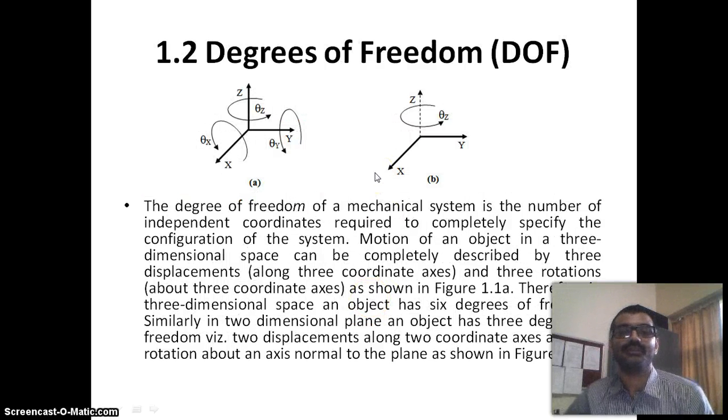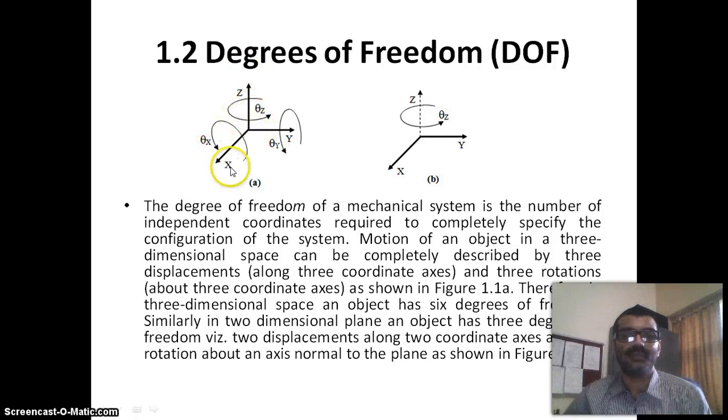So first of all, we must know the degree of freedom, right? So what do we mean by the degree of freedom? The degree of freedom of a mechanical system is the number of independent coordinates required to completely specify the configuration of the system. Motion of an object in three-dimensional space can be completely described by three displacements along the coordinate axes and three rotations, right? So see, we have three axes. This is the x-axis, y and z.